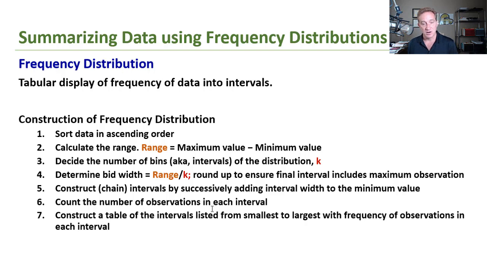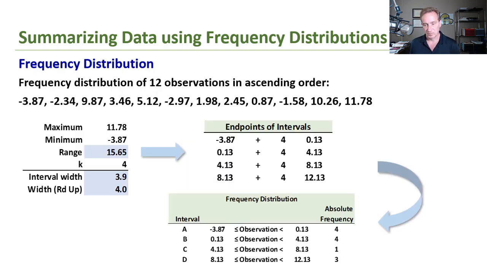We count the number of observations within each bin or interval, and then we construct a table of the intervals from smallest to largest with frequency of observations in each interval. So that's where we're constructing a table. But alternatively, we could leave the bins in order and just show a histogram. So here we go, simple example.